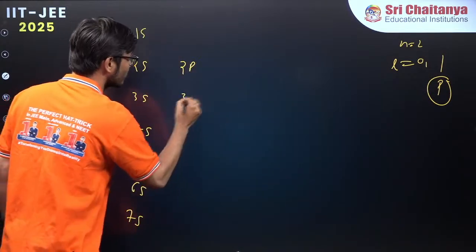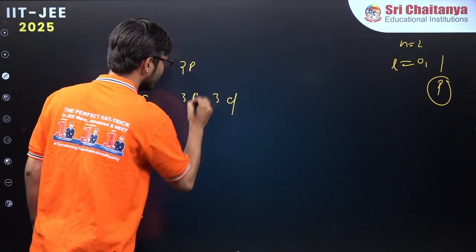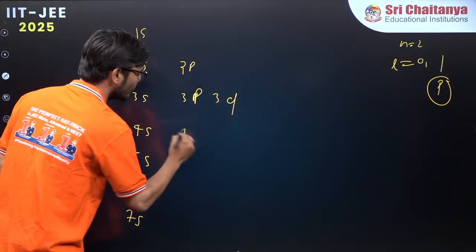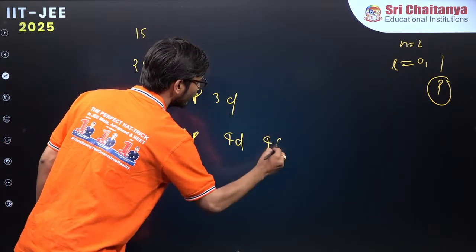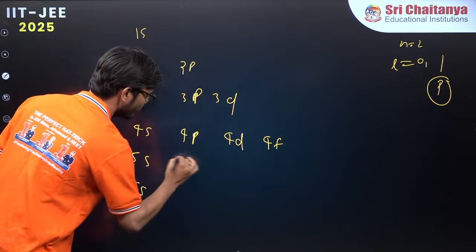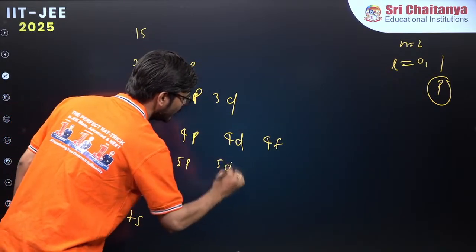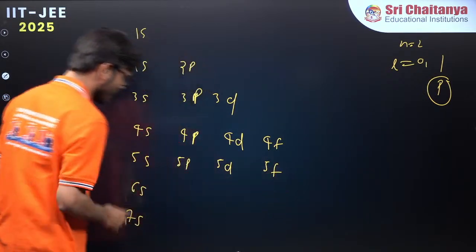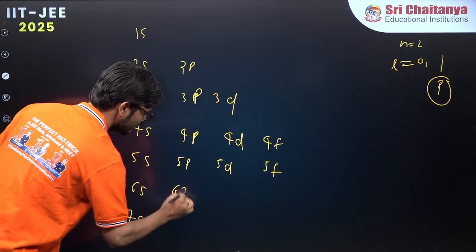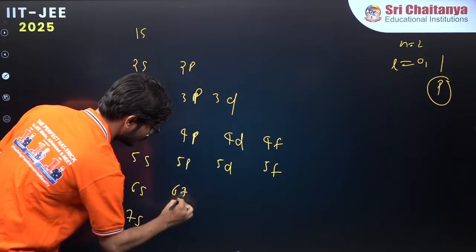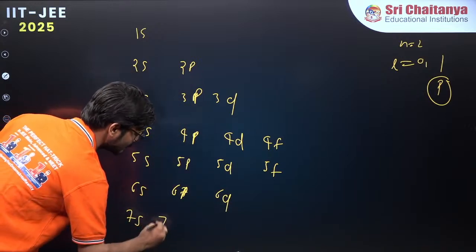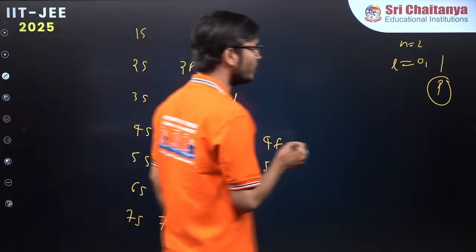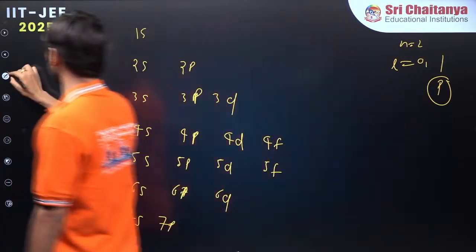Similarly 3s, 3p and 3d, isn't it? For 4, there will be 4s, 4p, 4d and 4f. Similarly 5s, 5p, 5d and 5f. Similarly 6s, 6p and 6d, and for 7, 7s and 7p. Now you see what is the help of the N plus L rule.